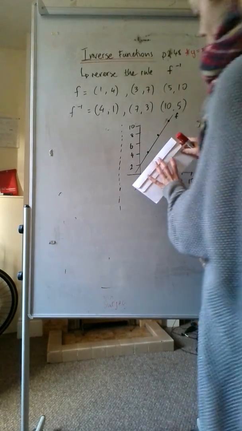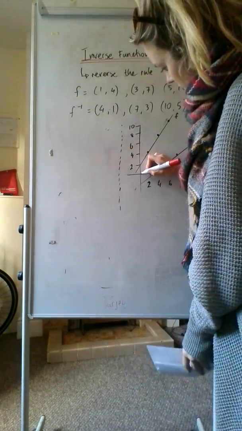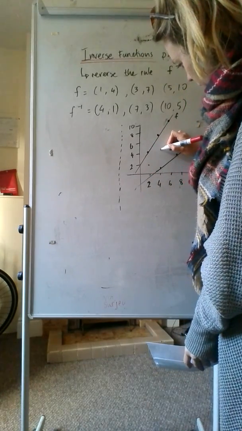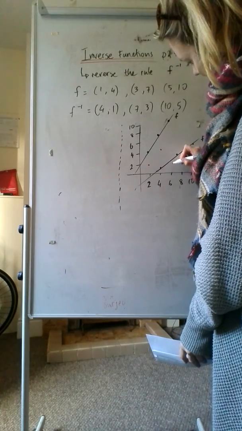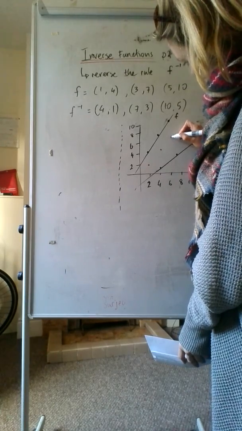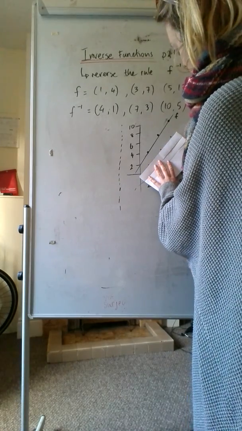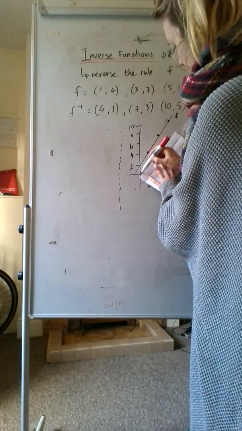So if I just draw that here, there's (0, 0), there's (2, 2), there's, let's say, (4, 4), there's (6, 6), there's (8, 8), etc. That line I'm just going to do in red, like so.